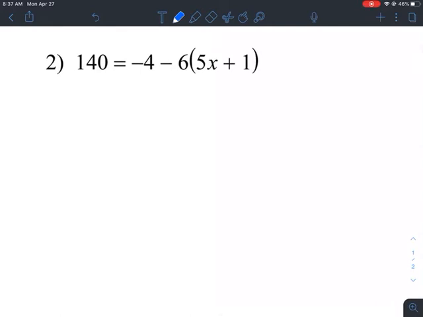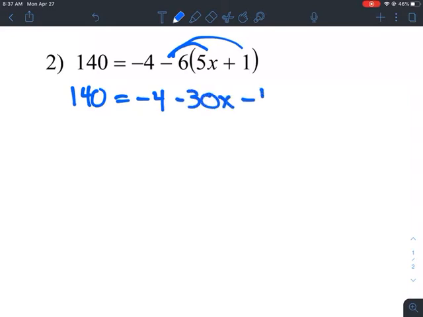So, whenever you have parentheses, you want to go ahead and distribute that. Remember that a minus is just like a negative. So that's basically going to be taking negative 6 and multiplying it by everything. I'm going to go ahead and bring down, though, the 140 and the negative 4. Then negative 6 times 5x is negative 30x, and negative 6 times 1 is just negative 6.